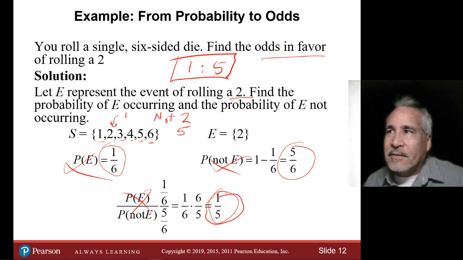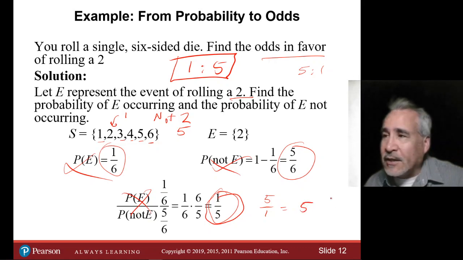And you can be even more wrong, because if they do the opposite, it would be the odds against. A lot of times they want that. That's going to be just 5 to 1. And if you do odds against, what you do is you would have 5 over 1, which is 5. And so, is that 500%? No, it's not.